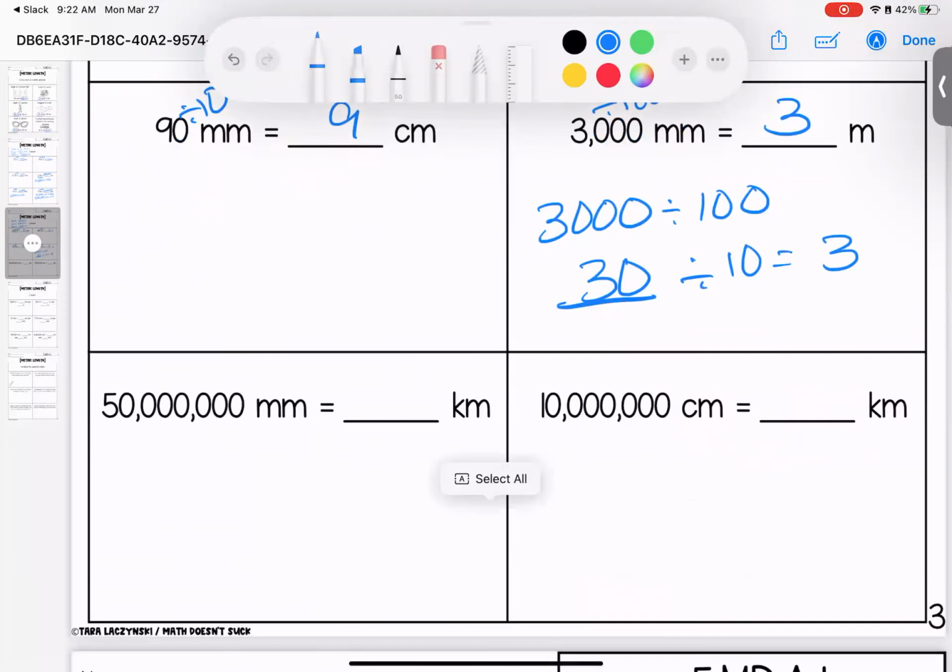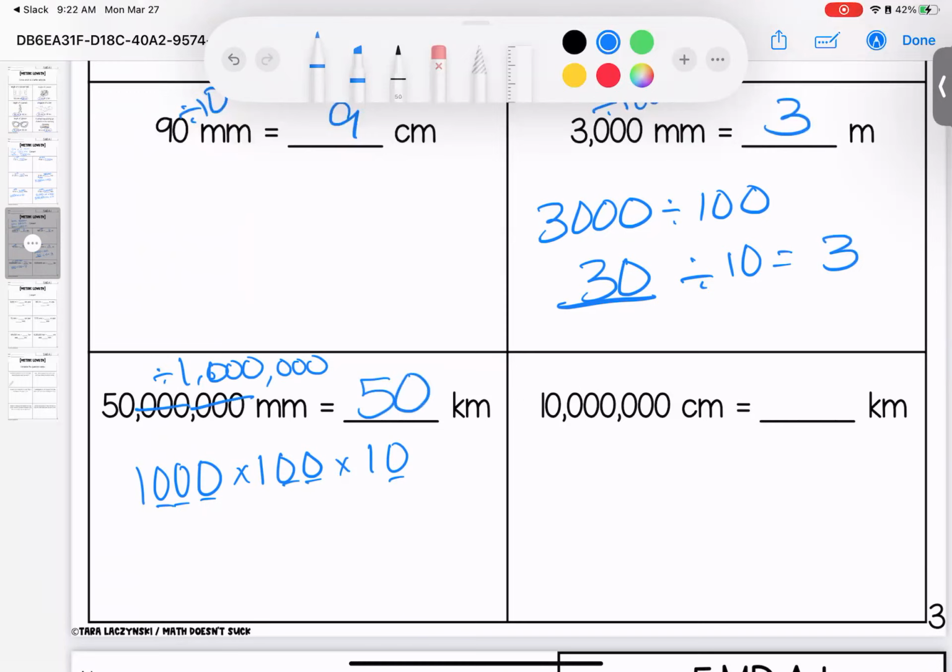Coming down here, millimeters to kilometers. When in doubt, stretch it out. If I count all of my zeros, to go from kilometer to meter is 1,000, to go to centimeter is an extra 100, and to go to millimeter is 10. That means 1, 2, 3, 4, 5, 6 zeros. I'm dividing that by 1 million, which means I can chop off my zeros, 1, 2, 3, 1, 2, 3, and it leaves me with 50 kilometers. Remember that they can look big and scary, but we know how base 10 operates.